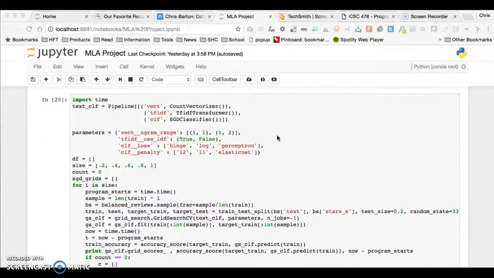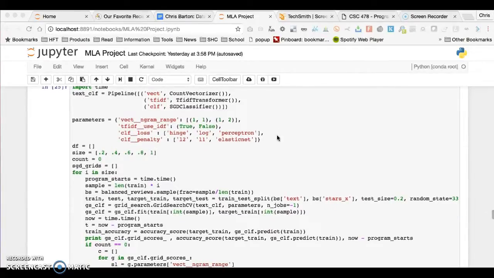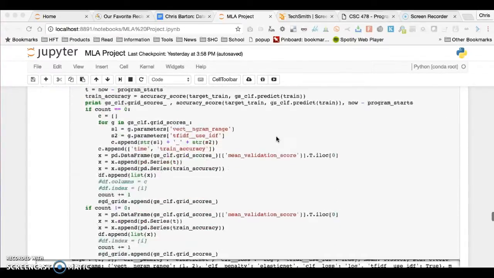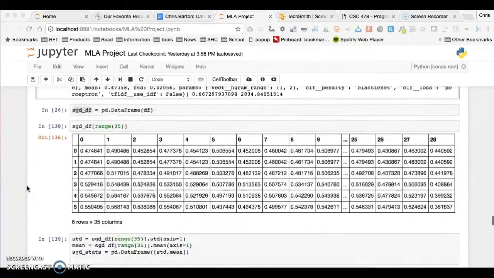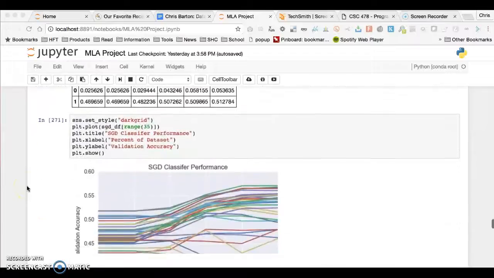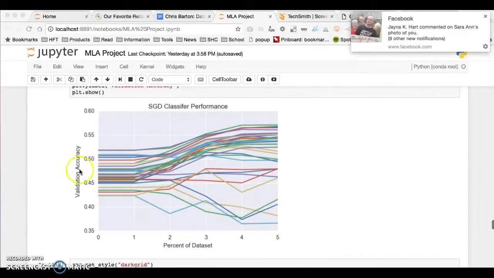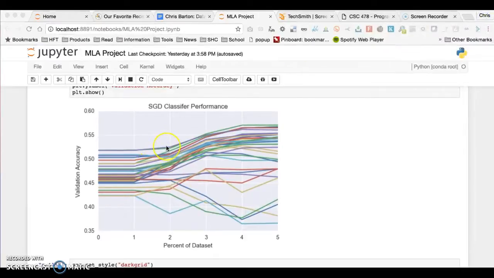Next, I moved on to stochastic gradient descent. So here I tested out the feature engineering and then hinge, log, perceptron, L2, L1, and elastic net. I'm just going to skip over to the results as we're getting crunched on time. Here we can see that it does increase in general.